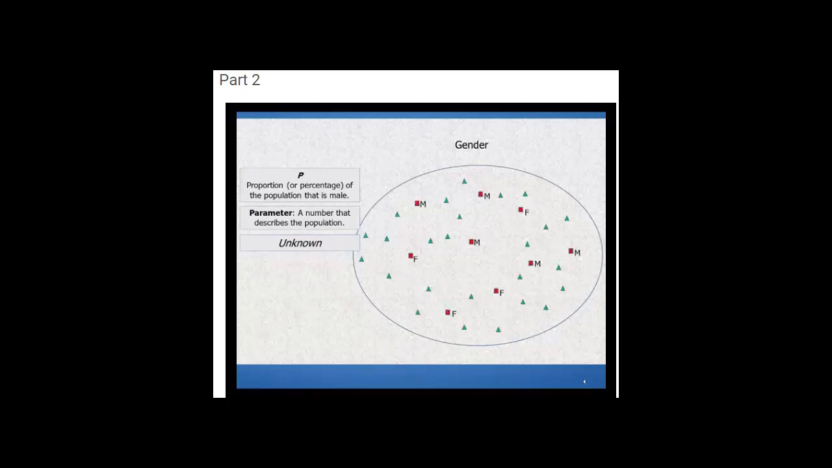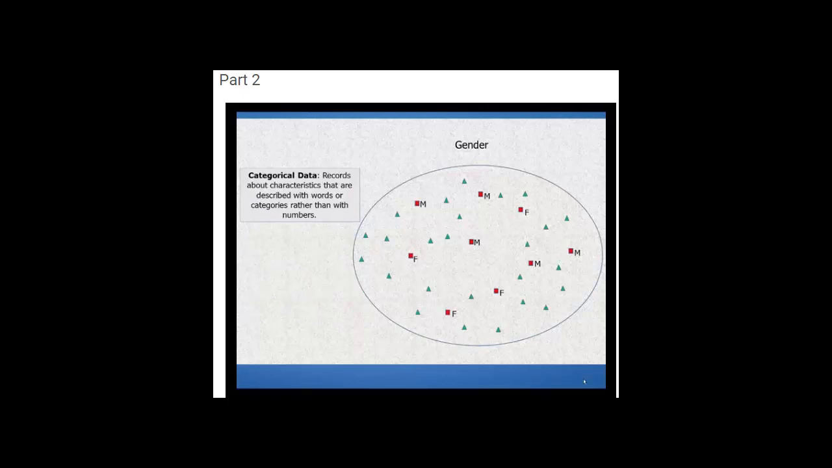Instead, we will calculate the percentage of the sample that is male. We'll call this value p hat. We give it a hat to distinguish it from the population parameter p. A number that describes the sample is called a statistic. If the sample is representative, we expect the value of the statistic to be close in some sense to the value of the parameter, which is unknown.